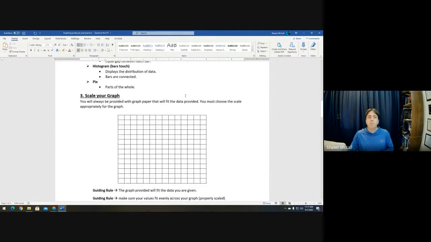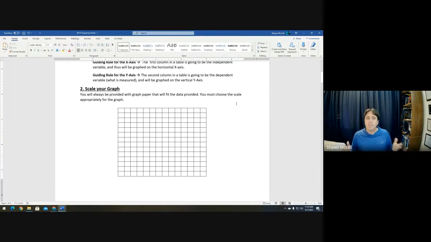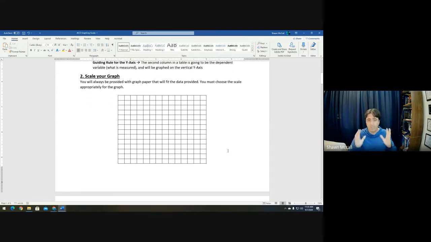Now, number 3, you're going to have to scale your graph. You'll always be provided, in the ACE exam at least, with a graph that's actually sized out perfectly to what you need. It's just going to be blank, very much like this. You'll have a graph like that. And that graph should be able to fit the data that's given, because ACE has figured this out. They know what they're looking for, what the graph is supposed to look like. And so they've given you a graph to be able to do that easily.